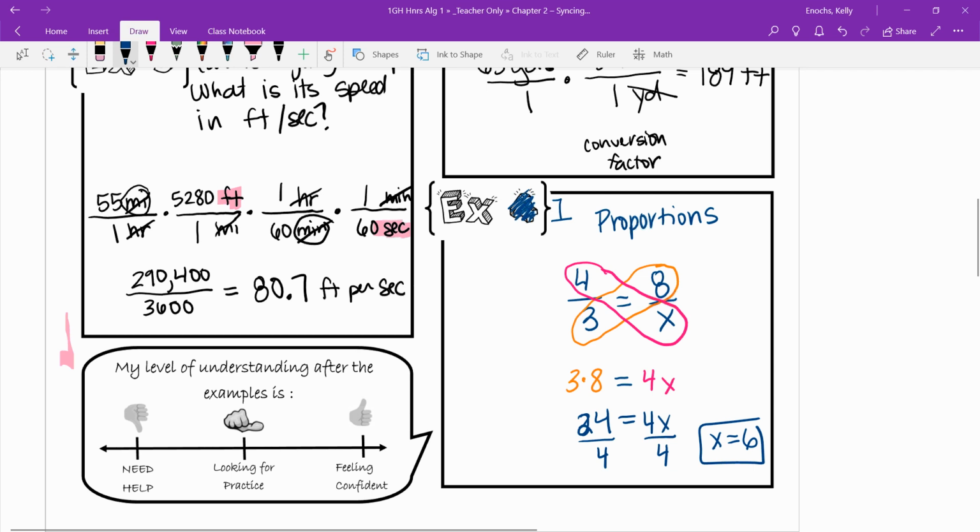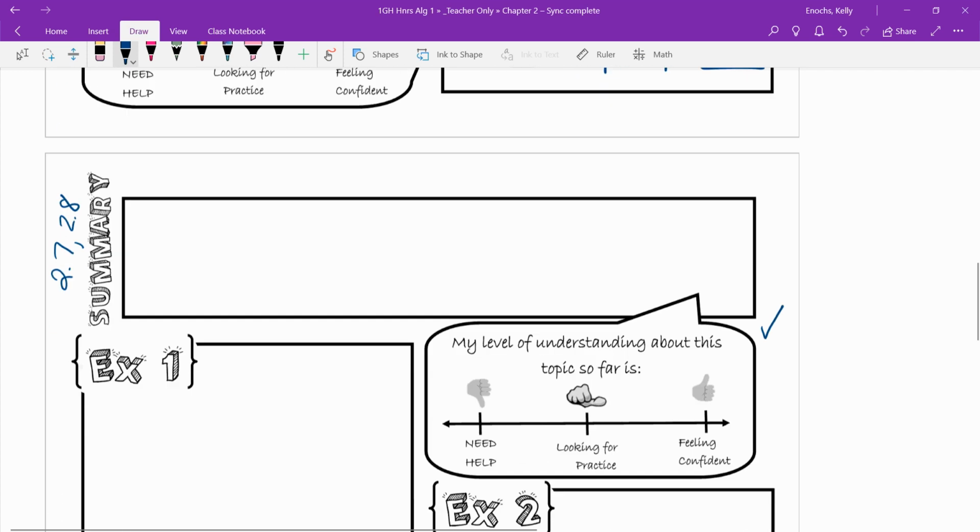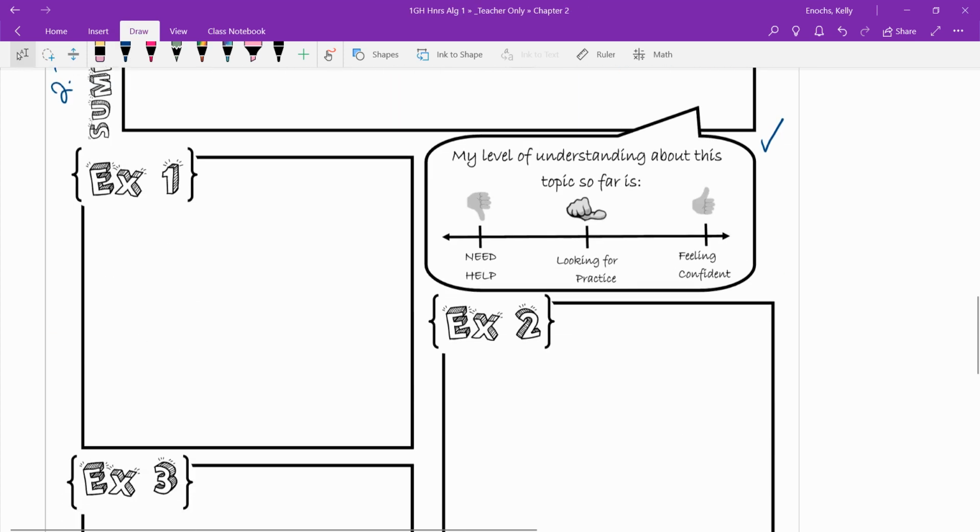Let's try a more difficult proportion. So skip over your summary and your level of understanding for proportions, and let's try a more difficult proportion. So in our more difficult proportions, you might have multiple terms in your numerator or denominator, and that will require you to do a little more work when you're solving your equation. So (b minus 8) over 5 equals (b plus 3) over 4.